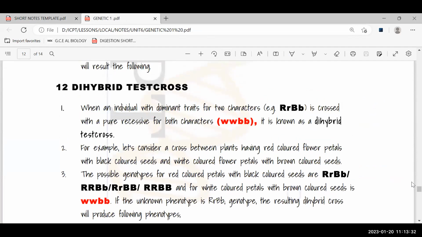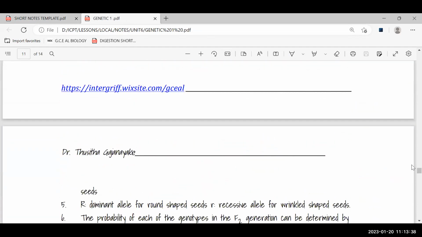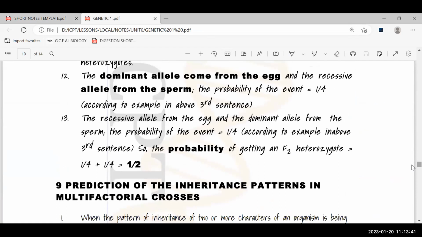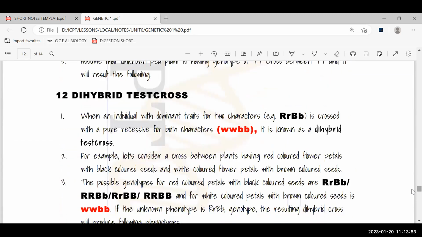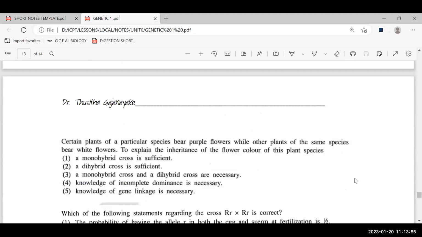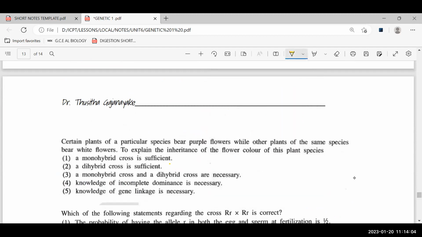This is again from a resource book. Only the format is different, and the monohybrid cross. And today I did this application section, probabilities and prediction of inheritance pattern in multifactorial crosses. And I included here two latest questions from the new syllabus exam. These two questions. So this question is more theoretical type. There's nothing much about application. So let's try to do this question.